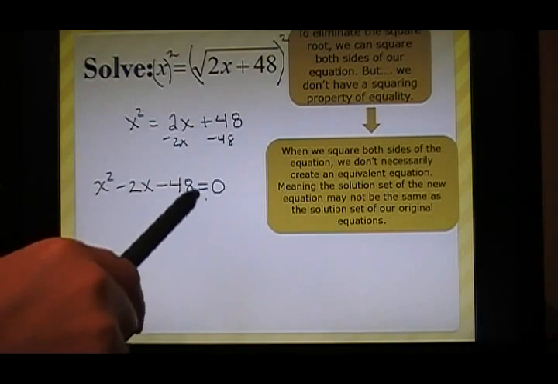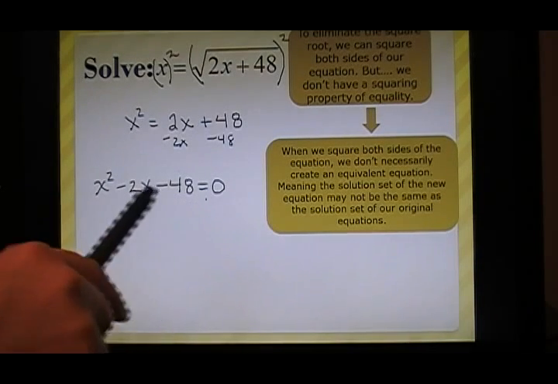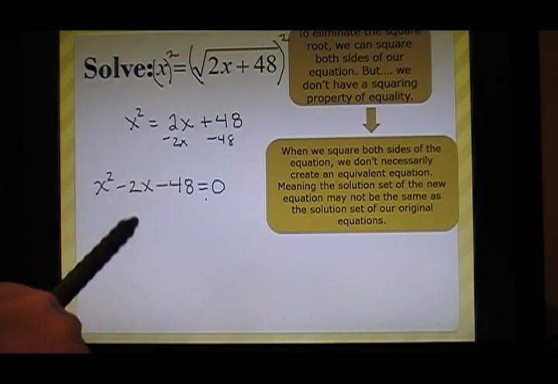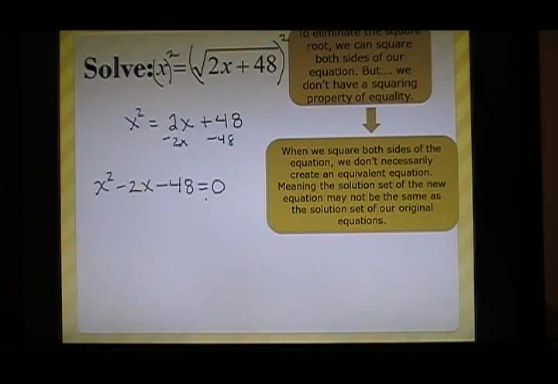And now that we have it equal to 0, we can try to factor to solve. This is probably some review for you as well. When we're trying to factor a trinomial, 3 terms, what we're trying to do is rewrite it as the product of 2 binomials.